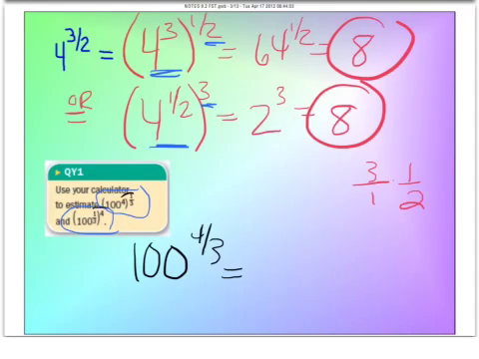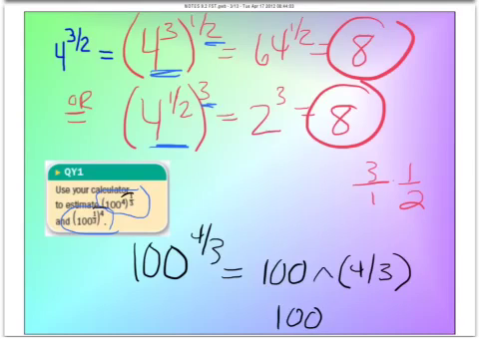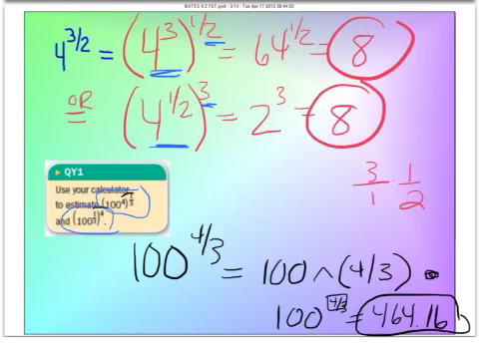In your calculator, just do 100 to the caret key, and it's very important that in parentheses you put 4/3 as the full exponent. The new operating system will actually position itself to look like this. It'll do 100, and it'll put a little box up there that you just type the 4/3. The old operating system, you have to type it in like this. And when you do that, you should get 464.16 if you round to the hundredths position.